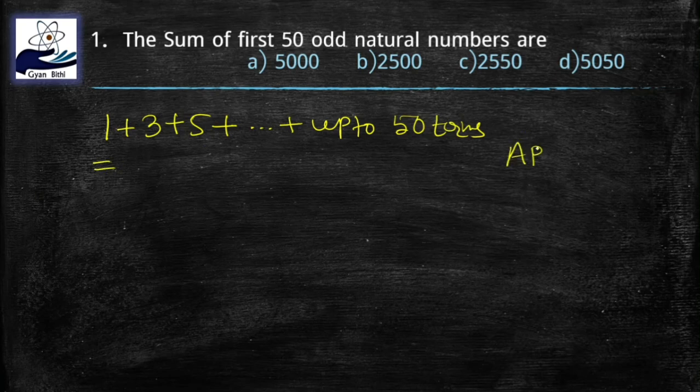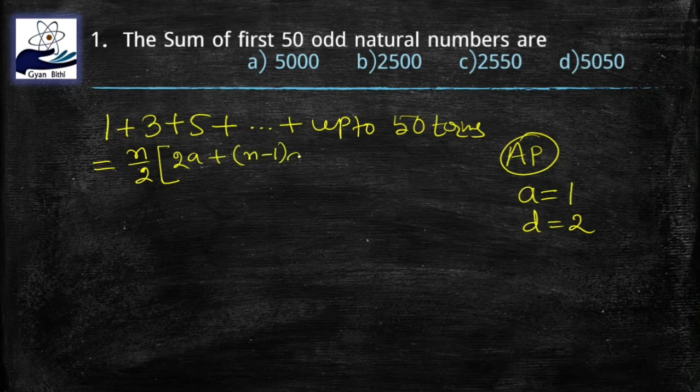It is very easy. The sum that you are going to find is actually an AP. Here the first term is equal to 1 and d is equal to 2. So the sum will be n by 2 into 2a plus n minus 1 into d. By this formula we can easily find it.